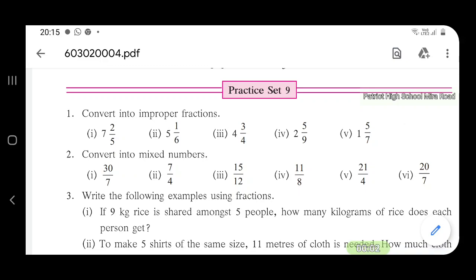Practice set 9. Convert into improper fractions. Now let us consider the number 1, 7 integer 2 upon 5.